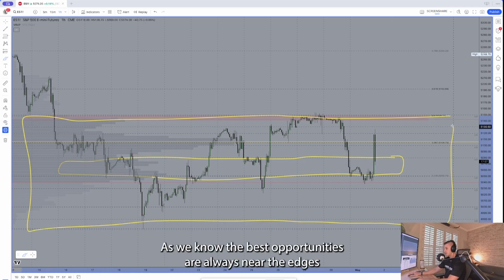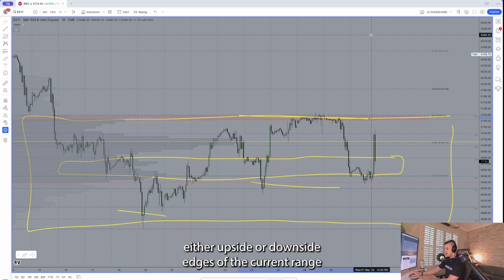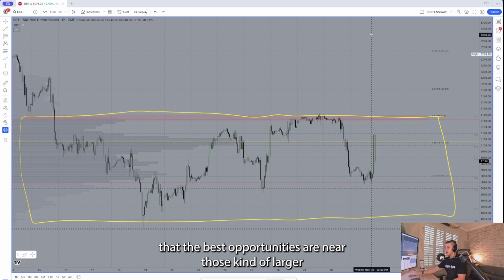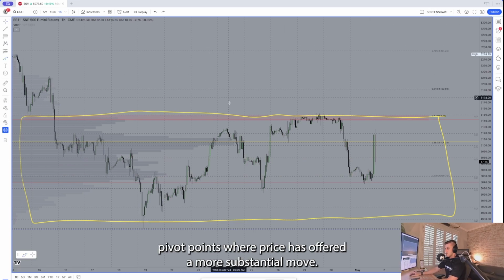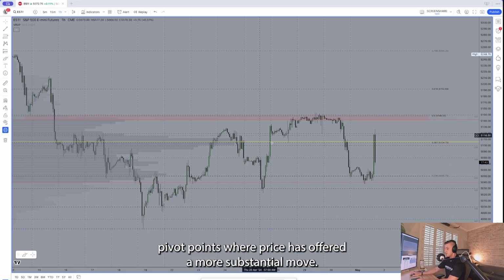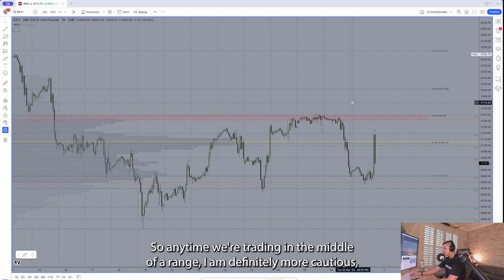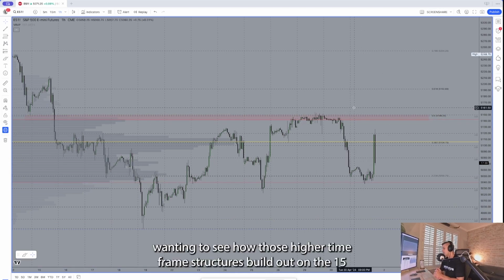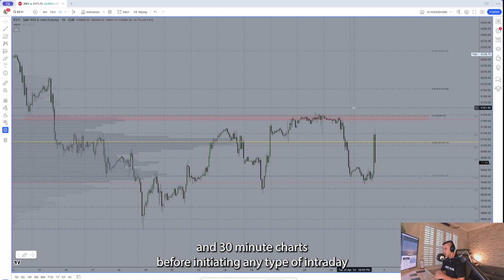As we know, the best opportunities are always near the edges, either the upside or downside edges of the current range. That the best opportunities are near those kind of larger pivot points where price has offered a more substantial move. So anytime we're trading in the middle of a range, I am definitely more cautious, wanting to see how those higher time frame structures build out on the 15 and 30 minute charts before initiating any type of intraday trade. And again, depending on the overnight action, what we have overnight, that will be the approach for tomorrow.